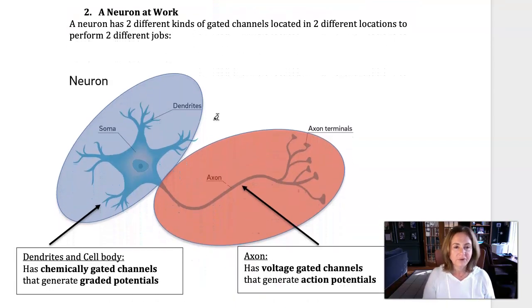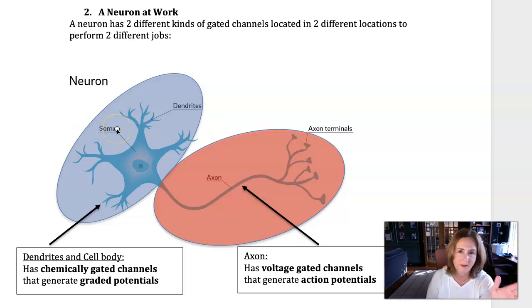Okay, so let's move on to what's going to happen to disrupt the resting membrane potential. So the resting membrane potential can be disrupted. This just means that the cell is going to work. And so the cell, when it's at work, see if this makes sense. I made up this diagram to show that essentially two different things are happening.